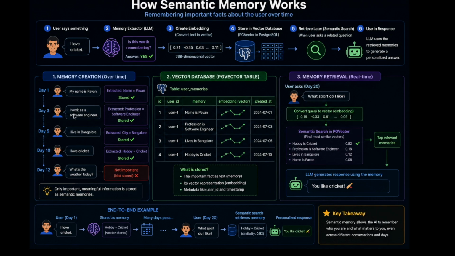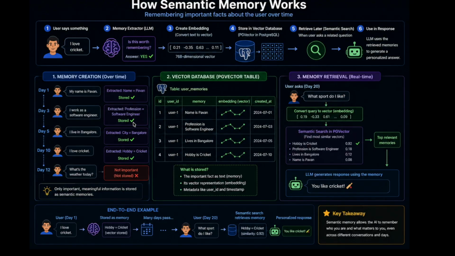then it produces the result. For example, the user says that my name is Pawan and I work as a software engineer, I live in Bangalore, I love cricket, what is the weather today? For the first four statements, the LLM decides that they have to be stored, and for the last one, what is the weather today, it decides that it is not important to save because weather keeps changing.